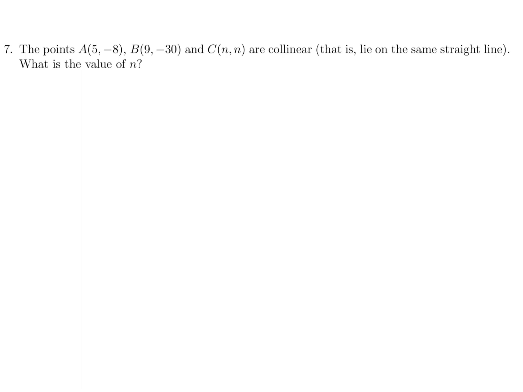Points A, B, and C are collinear. That is, lie on the same straight line. What is the value of n? Collinear. All right, well, let's draw a very, very brief graph. 5, minus 8. So somewhere here, I guess. And then 9, minus 30. So we're at 9, minus 30. Way down here somewhere.